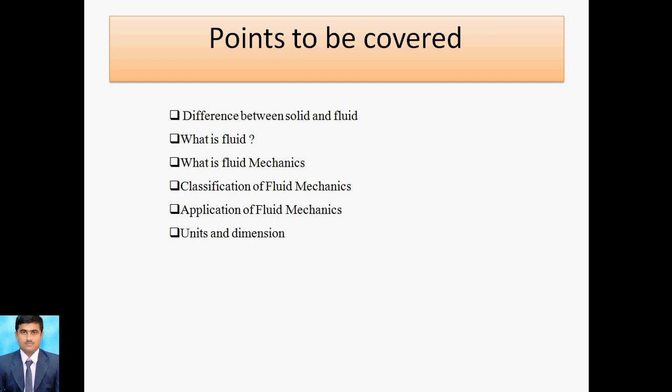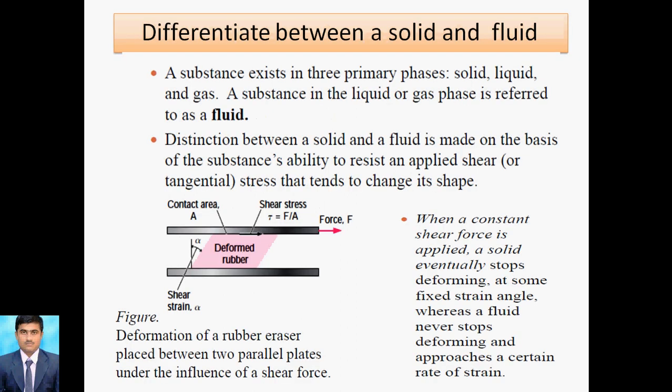First of all, we look at the differences between a solid and a fluid. As we know, a substance has three phases. The first is solid, the second is liquid, and the third is gas. Liquids and gases we consider as fluids. Next, how do we differentiate between solid and fluid? When a shear force is applied on a substance and it deforms, it is called a fluid.